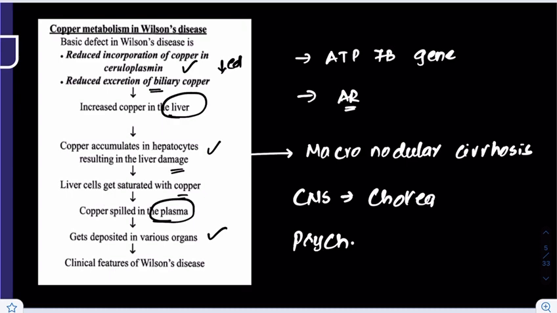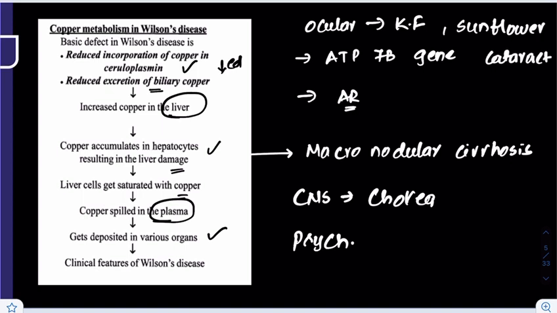And what will be the ocular manifestations? The ocular manifestation is the presence of the KF ring. KF ring is what? It is the one where you have golden brown discoloration in the Descemet's membrane of the cornea. And within the eye, you also have the presence of the sunflower cataract, right? So this is another important ocular abnormality. Then the blood manifestations: these patients with Wilson's develop hemolytic anemia, and it is a Coombs negative hemolytic anemia.